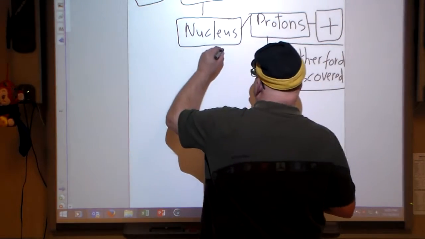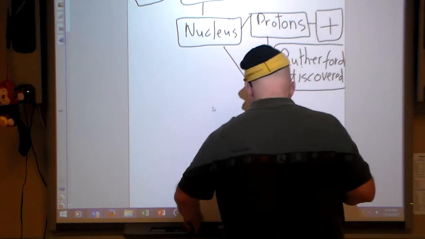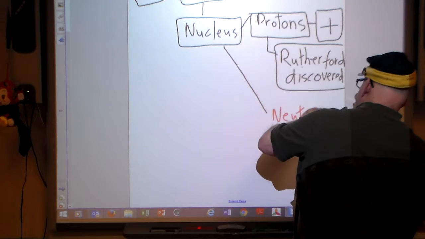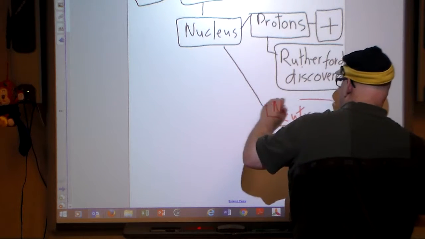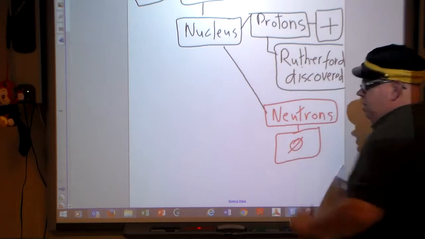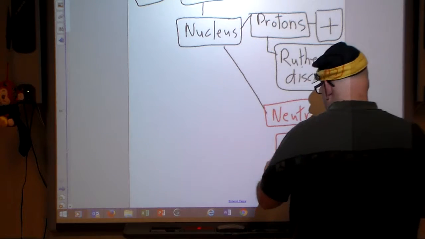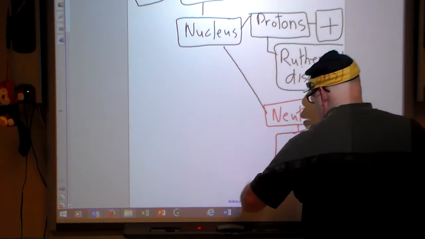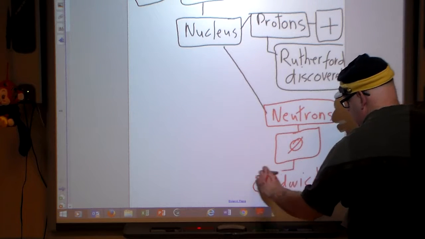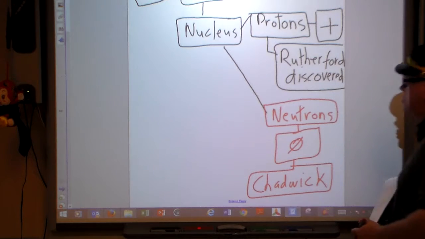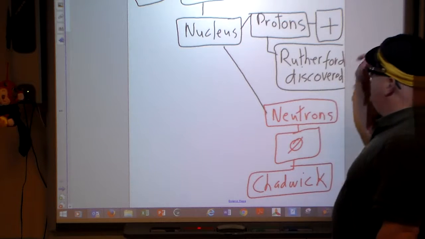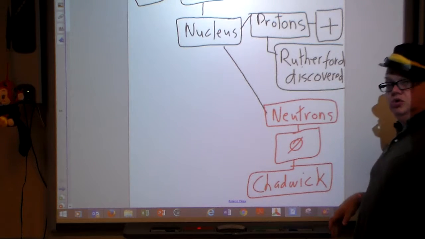But we also had neutrons. And I'm going to do this in a different color. So we had neutrons. Now, you guys already know neutrons. 0 charge. You guys know that. You also know that, hey, it was Chadwick who came up with the idea. So the nucleus had protons and neutrons. Okay, protons positive, neutrons no charge whatsoever.